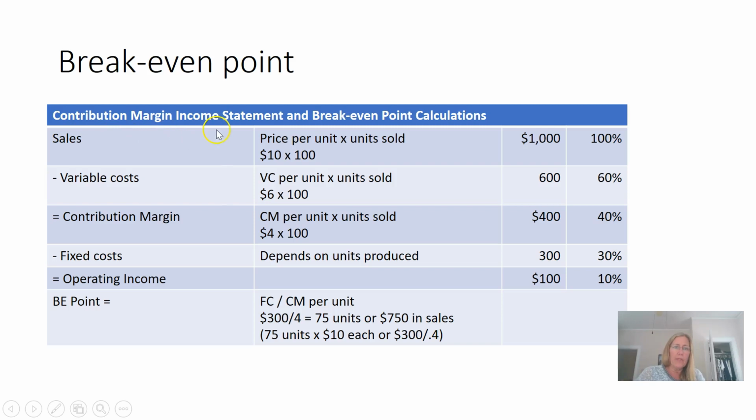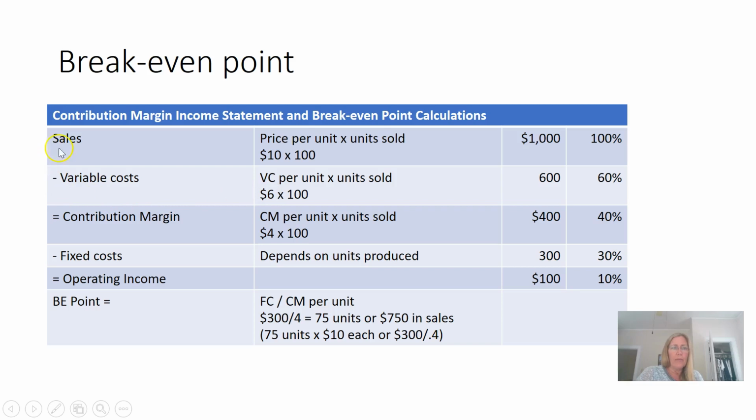So sales, same as traditional income statement. You got price per unit times units sold. So let's assume the price is $10 and we sold 100 units. So you multiply that out, you get $1,000. I'll talk about this percentage in a minute.